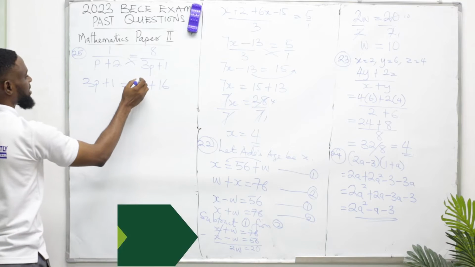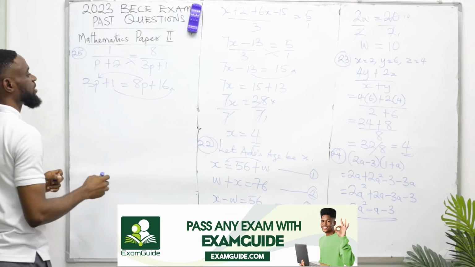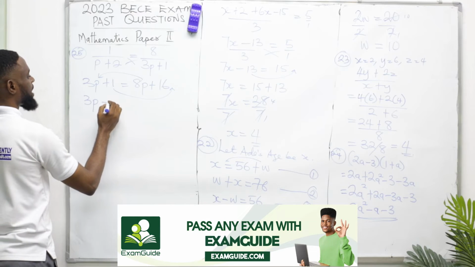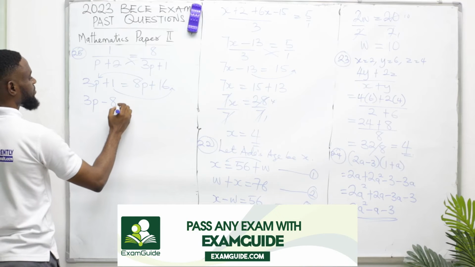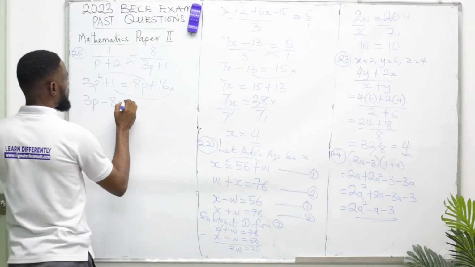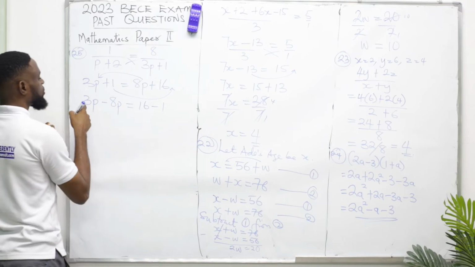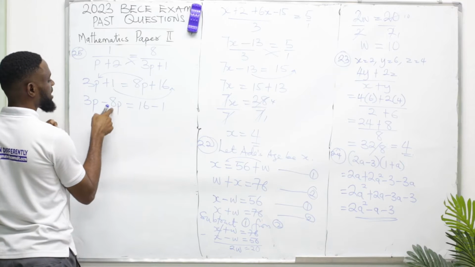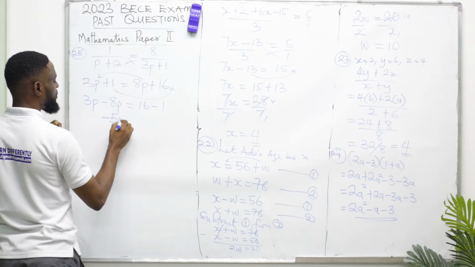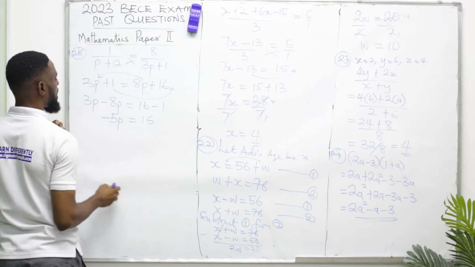Good. So take like terms. Let's take like terms. This one comes here, 1 goes to where the real number is. So we have 3p minus 8p, right? Because this 8 now is crossing over, changing to minus, is equal to 16 minus 1. So 3p minus 8p is minus 5p is equal to 15, right?